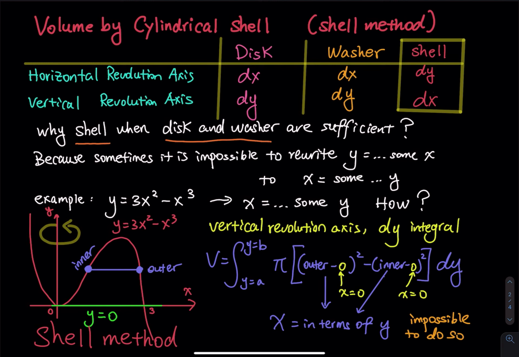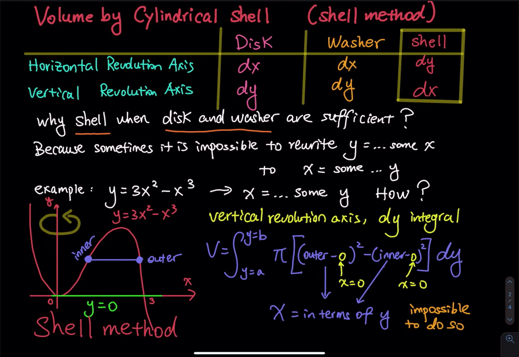So I have a perfect example for you. I have y equals 3x squared minus x to the third, and I also have the graph below that. Now, the first thing is, are you able to write x equals some y? Can you put x on one side? You don't need to waste your time. That is impossible. You want to write x, one x only, equals a bunch of y on the other side. So you are not allowed to have x on the other side.